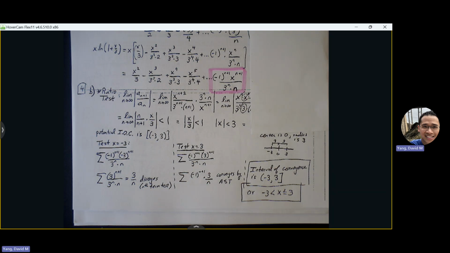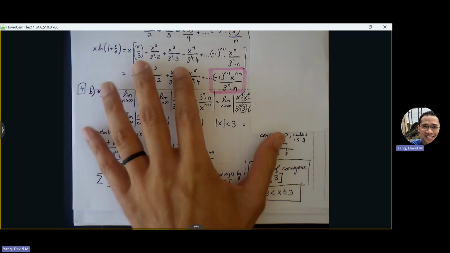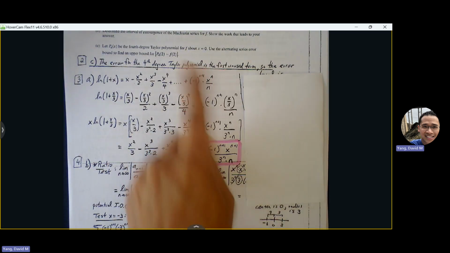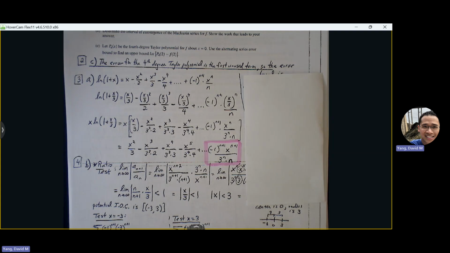Okay, part C. Let P sub 4 of x be a fourth degree Taylor polynomial for f about x equals 0. Use the alternating series error bound. So that's nice. We don't have to decide whether it's AST or Lagrange. They're telling us. And whenever we see that absolute value, we know that difference between the polynomial and the actual function, we know we're looking for an error bound.